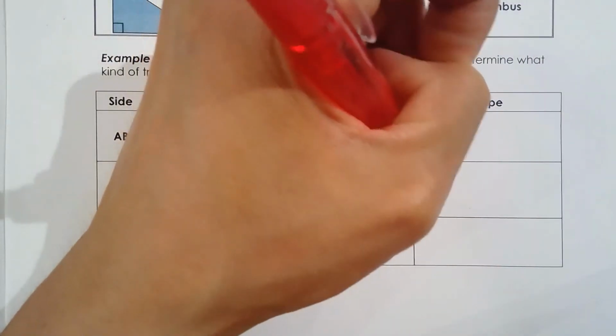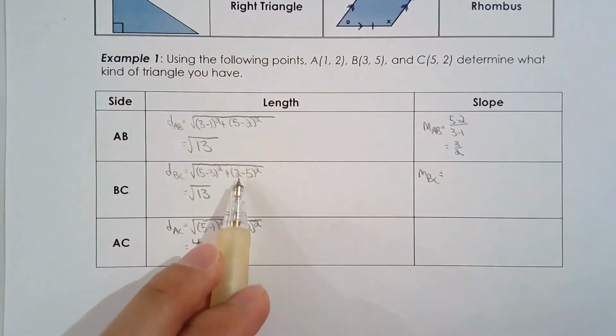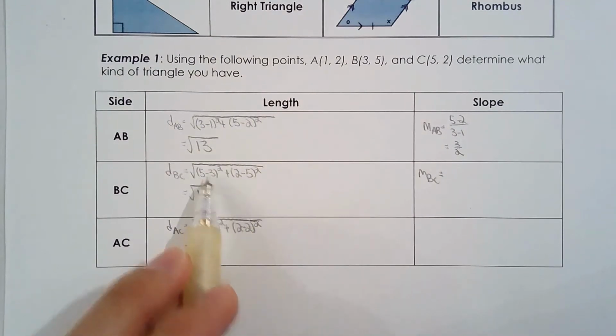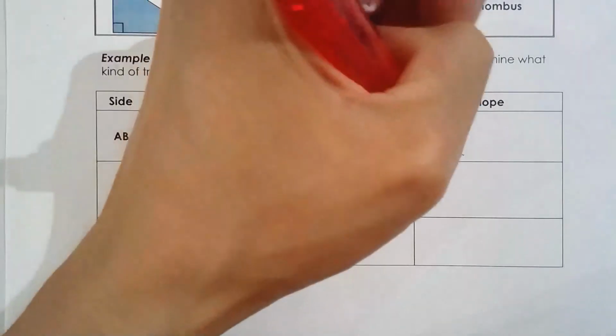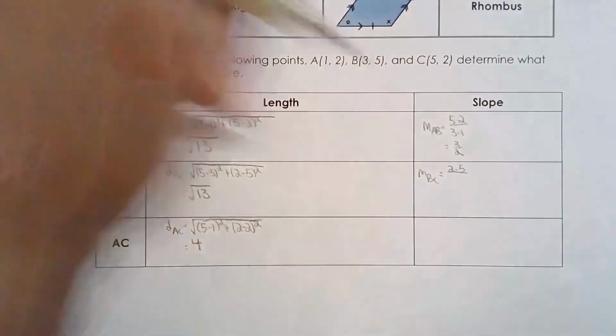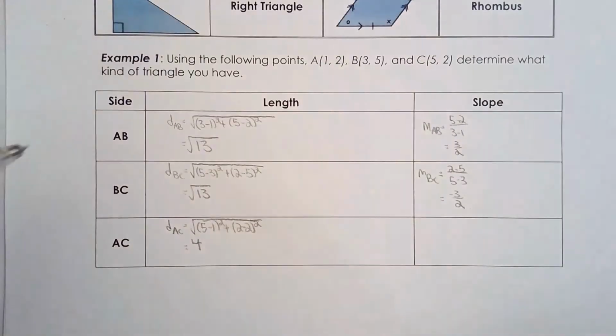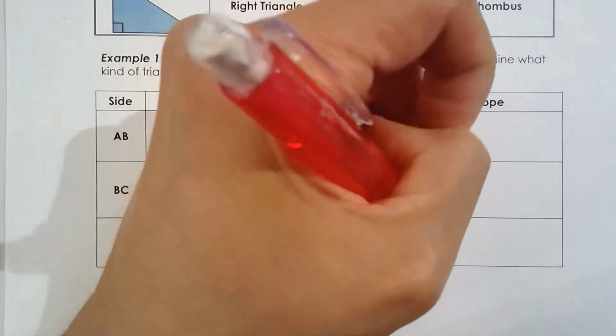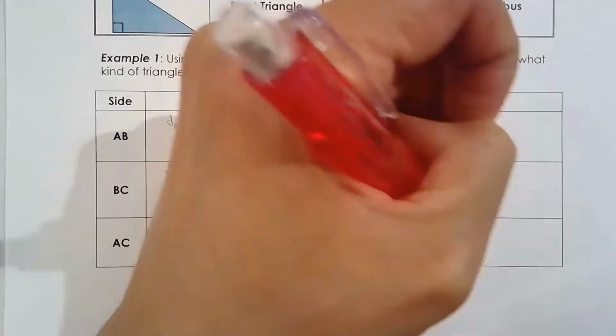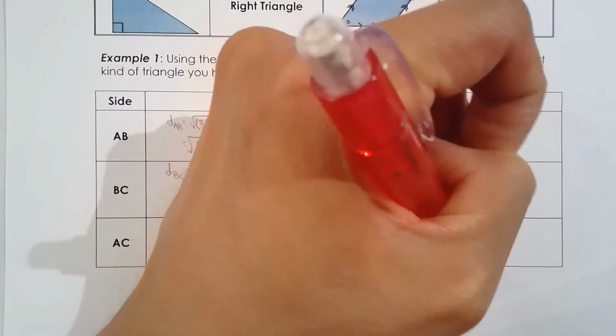Now the slope of BC, once again, you do the rise over run, so this is negative 3 over 2. And this one here, rise over run, you already know it's 0. So 2 minus 2 over 5 minus 1, which is 0.